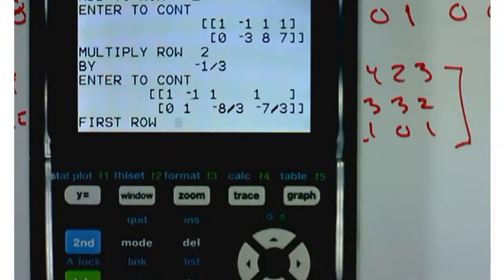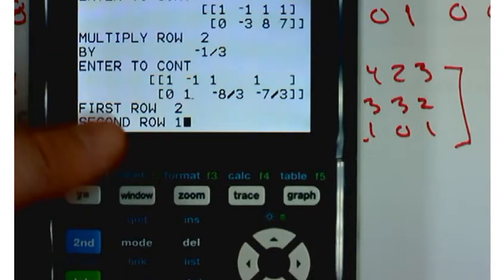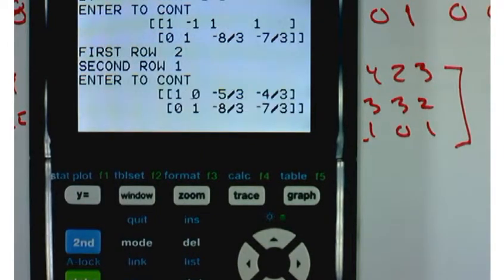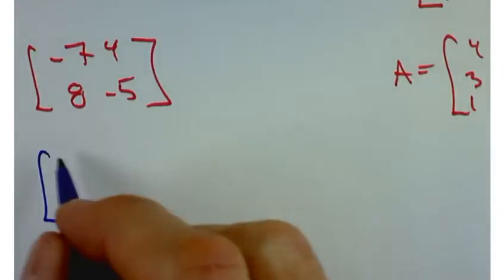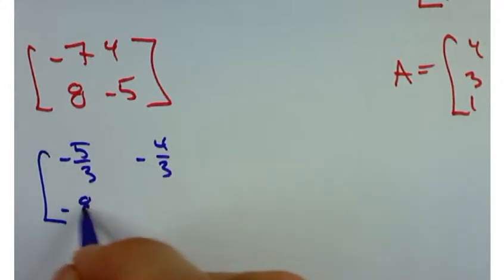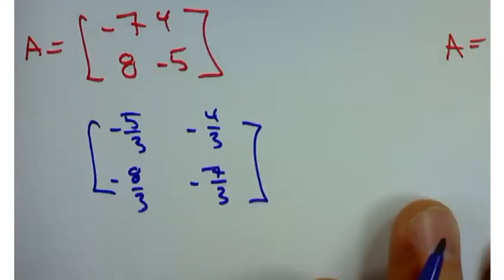We're going to add row 2 to row 1. So you start out with the row you're adding, and then you finish with the row you're adding to. So we're adding to row 1, and bam. There you go. There's your inverse matrix. Love this program. It's a lot friendlier than doing it by hand. A lot friendlier. So overall, the inverse is -5/3, -4/3, -8/3, and -7/3. So that's our inverse matrix.